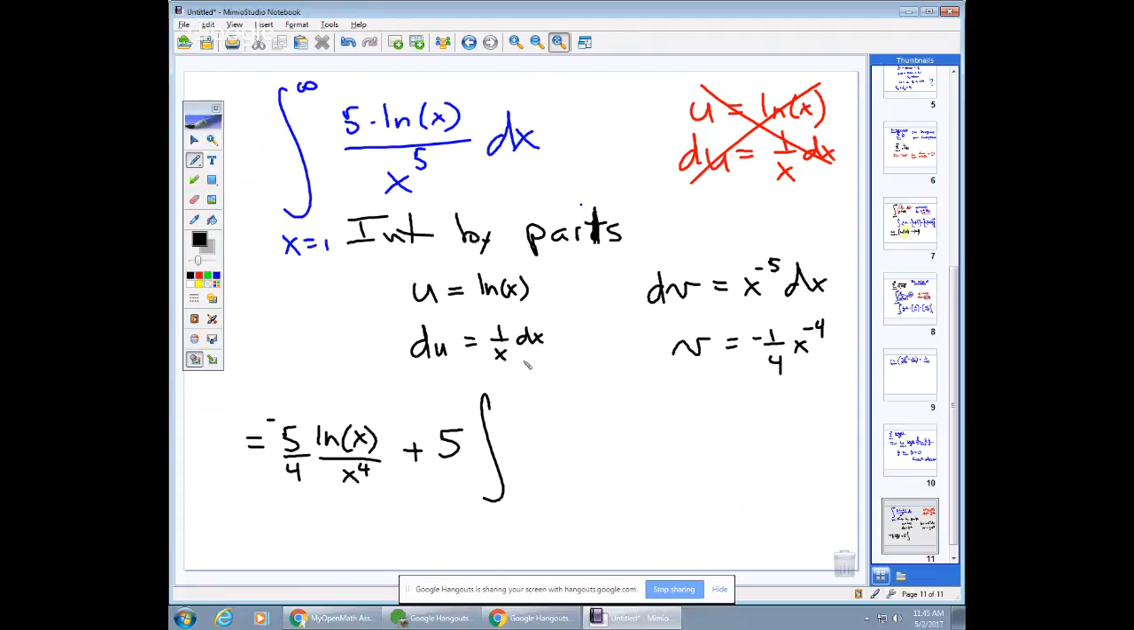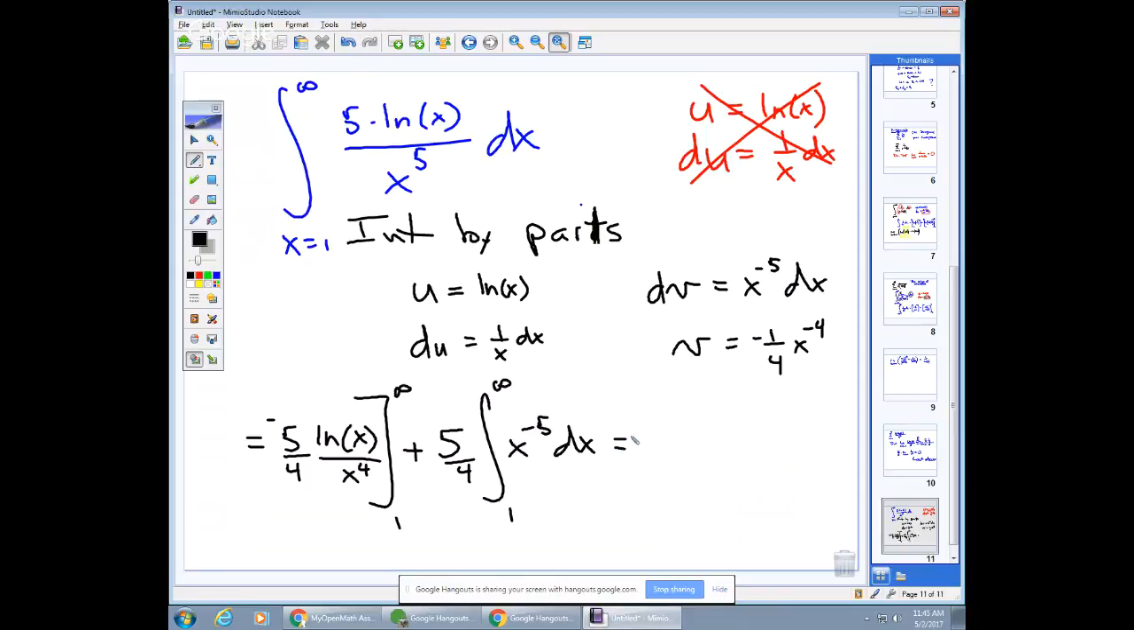And then v du gives me, we'll have a 1/4 hanging out, and then that's really 1 over x to the 4th. So it looks like I have an x to the negative 5th dx. Did I get that right? Yep, that looks right. Ooh, that's nice. I can handle that. And again, this is going to be evaluated from 1 to infinity.